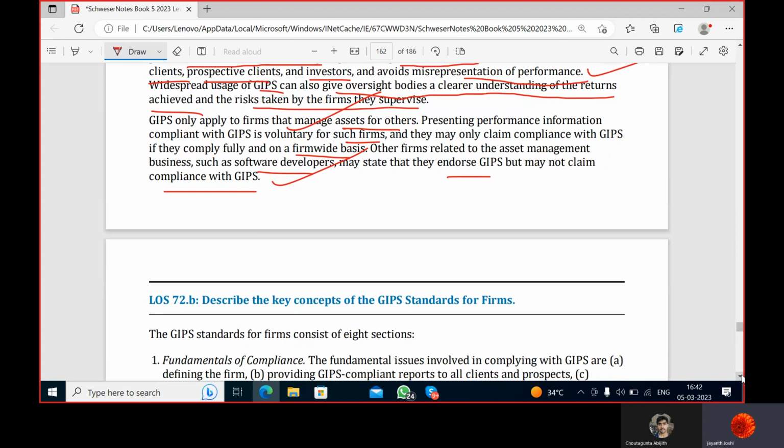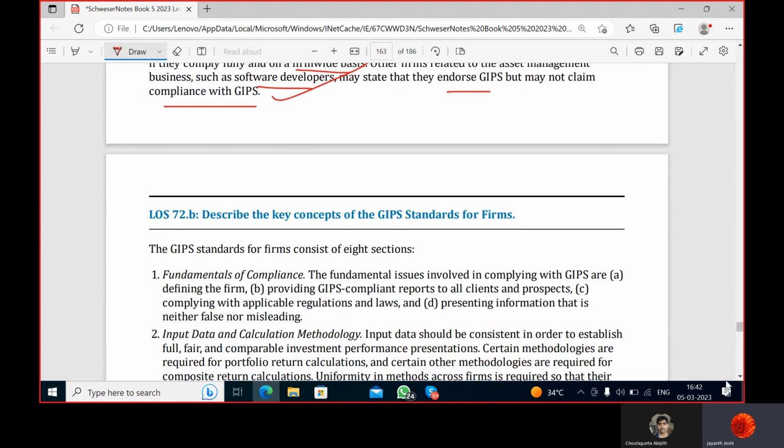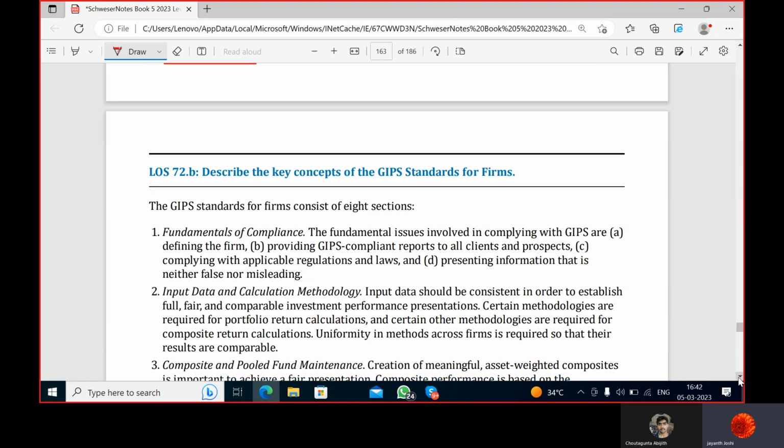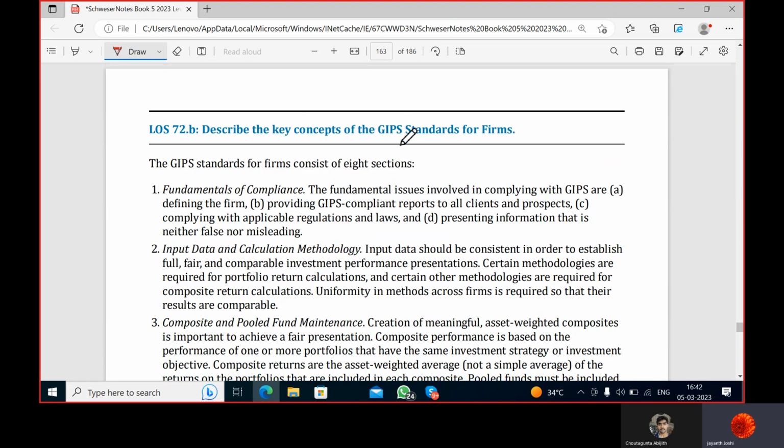Approve. That's what. Support. So they support GIPS, but it's not necessary that you should comply with GIPS. Describe key concepts of GIPS standards for firms. GIPS standards for firms consist of 8 sections.